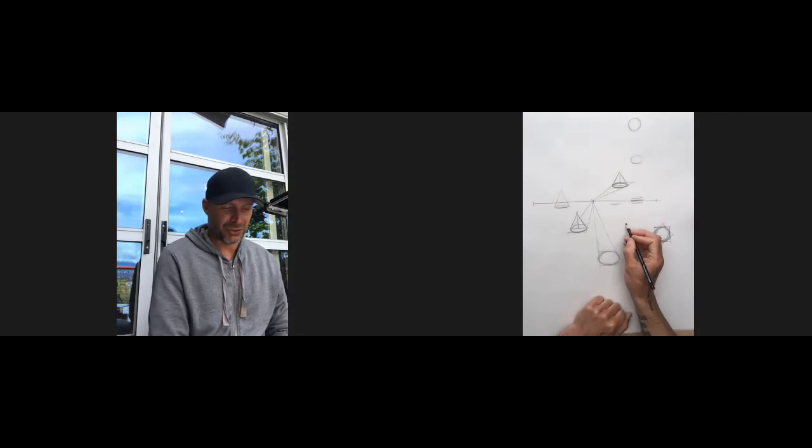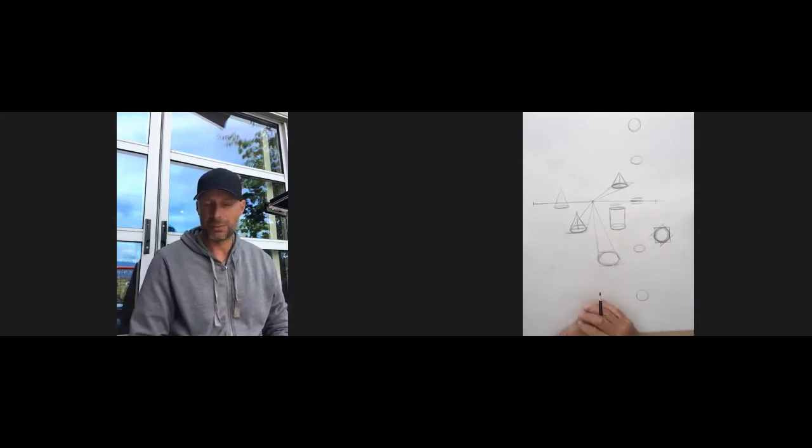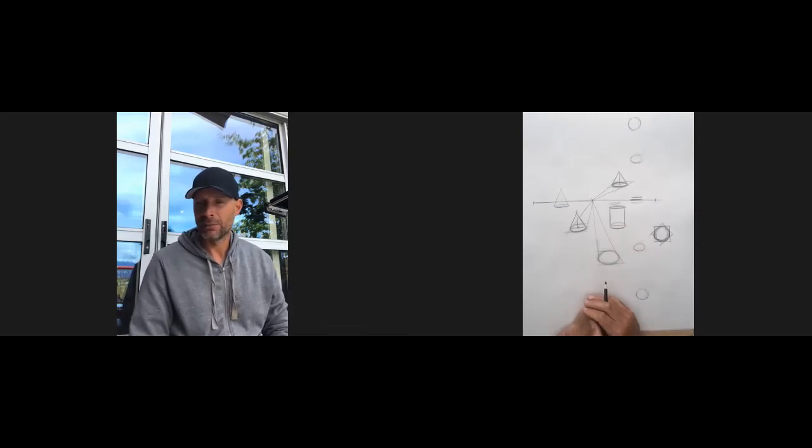For cylinders, it's exactly the same thing, except now your diameter gives you two vertical lines attached to it, and then the cylinder at the top of this thing below the horizon line, you should be able to see the top of that, and that curve should be greater than the curve at the bottom, and you shouldn't be able to see that entire thing.